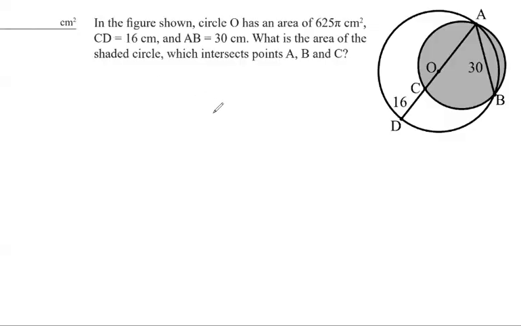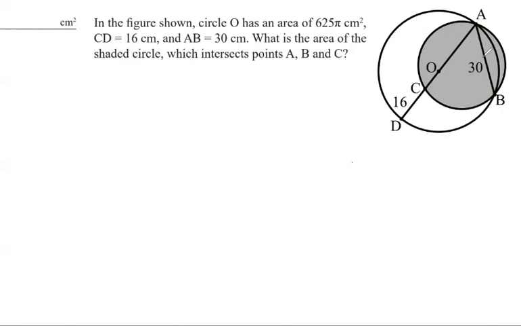So here's now number 27. We have a geometry problem. In this given figure, the circle O has an area of 625, which means the radius is 25 for this largest circle. And then CD is 16, AB is 30, and we want the area of the shaded region. It says the area of the circle that intersects with the points A, B, C. Look at ABC. This is a point on the shaded circle.